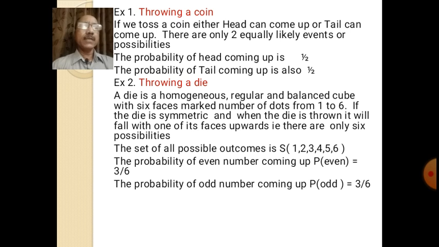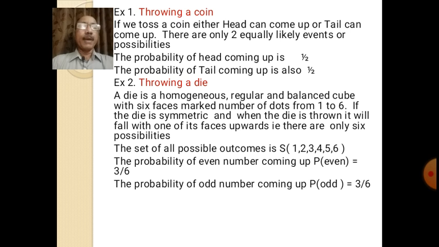If the die is thrown, then there is a probability or possibility that it will fall in such a way that one of the faces will come up. So, the set of possible outcomes is S, which is the set {1, 2, 3, 4, 5, 6}. So, there are 6 possibilities. When we throw a die, there are 6 possibilities in which the die will fall.